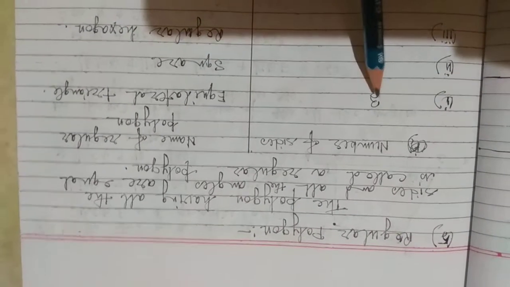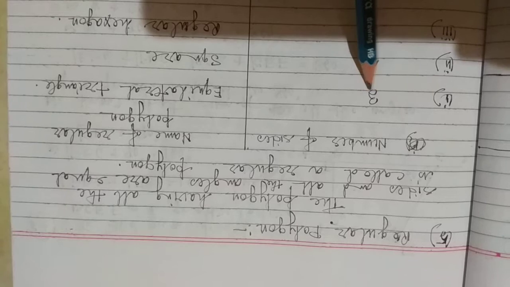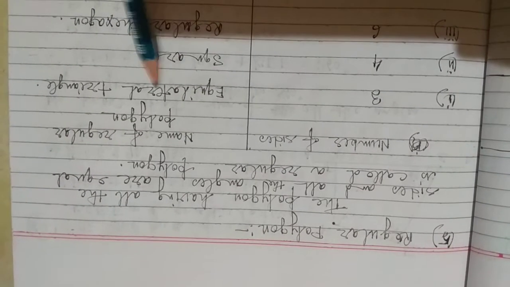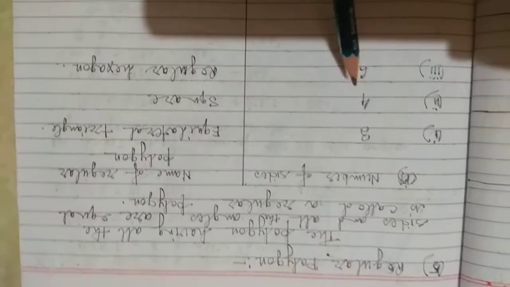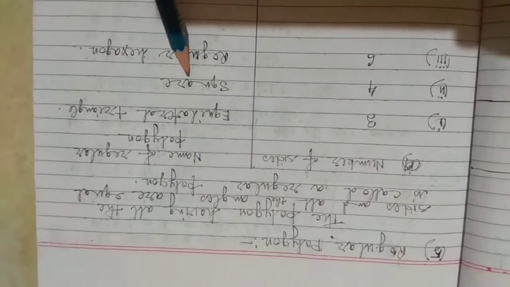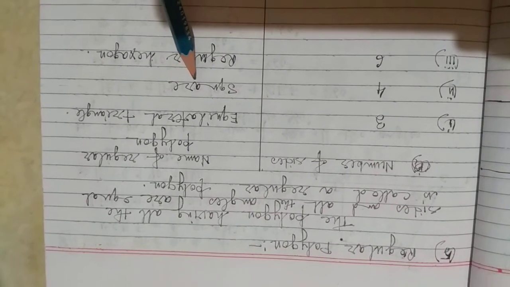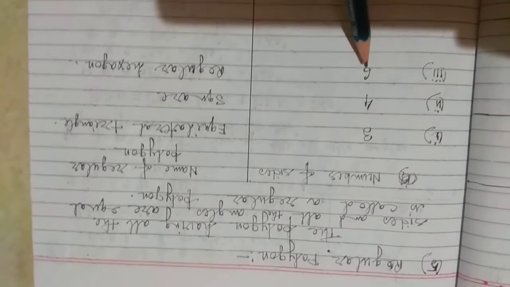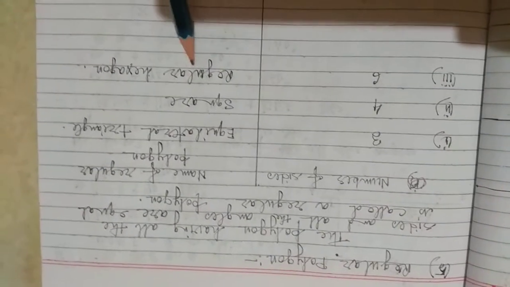Now, number of sides and name of the polygon. When the number of sides of a regular polygon is 3, then the name of this polygon is equilateral triangle. When the number of sides is 4, then the name of the polygon is square. When the number of sides is 6, then it is called regular hexagon.